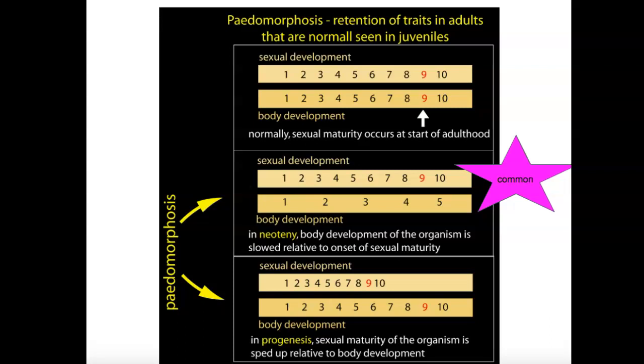In pedomorphosis, we have the retention of traits in adults that are normally seen in juveniles. So usually what we see is that sexual maturity occurs at the start of adulthood, and those characteristics of sexual maturity do not appear until you are an adult. There are different variations of pedomorphosis. The first one is called neoteny, where body development of the organism is slowed relative to the onset of sexual maturity. And the other is progenesis, where sexual maturity of the organism is sped up relative to body development. And neoteny is much more common than progenesis.